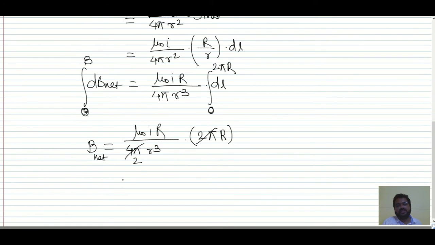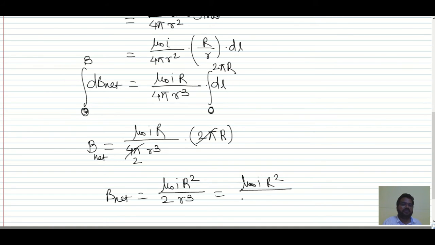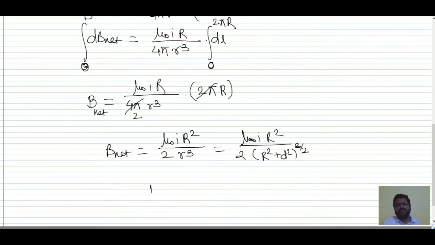So this 2 pi will become 2. So what is the net magnetic field we have? That is mu naught I R squared divided by 2 into r cube. So which is equal to mu naught I R squared divided by 2 into, what is r over here? It is R squared plus d squared whole raised to 1 by 2, so it will become 3 by 2. So the net magnetic field we have is mu naught I R squared divided by twice of R squared plus d squared whole raised to 3 by 2. So I hope this is clear.